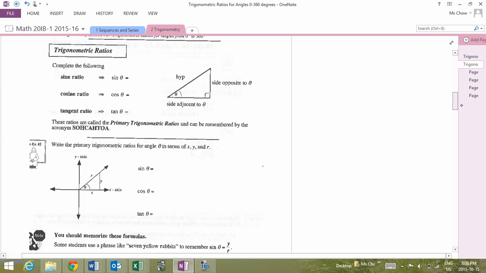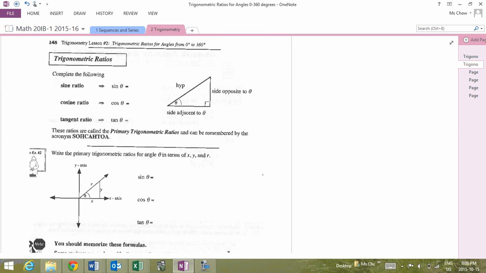So again, going back to a reminder of our trig ratios, for any time we have a right triangle, we can use our trig ratios. So we know that sine of theta is, of course, opposite over hypotenuse. Cosine is adjacent over hypotenuse. Tangent is opposite over adjacent. And you guys, of course, typically remember the acronym SOHCAHTOA.